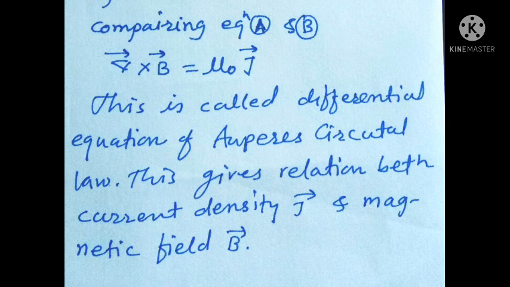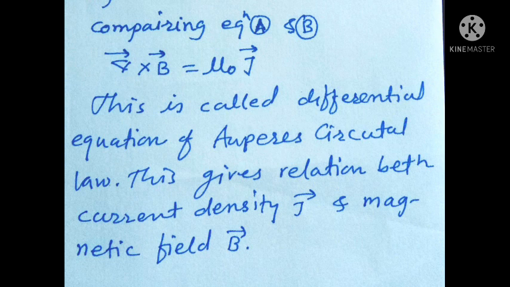Comparing equation A and B, from this comparison we can say that vector del cross vector B equal to mu 0 J. This is the differential form of Ampere circuital law.